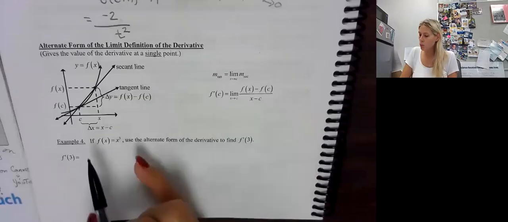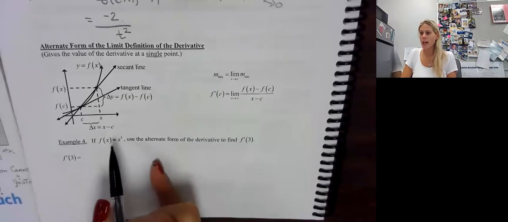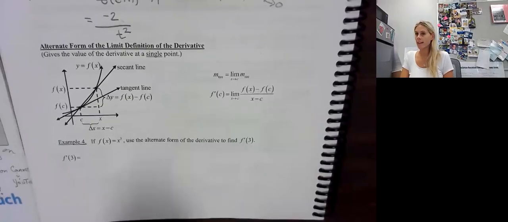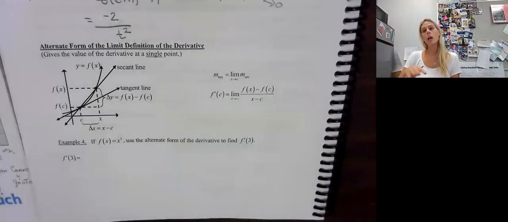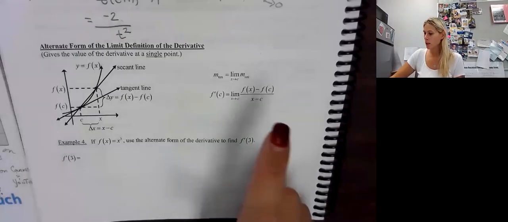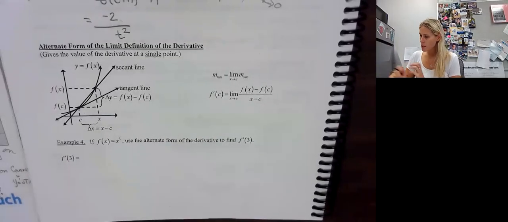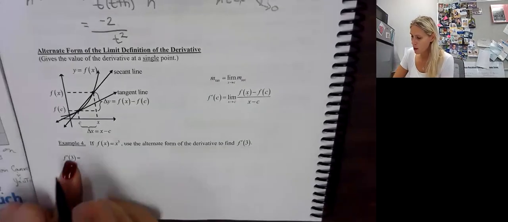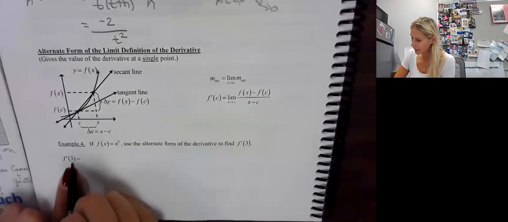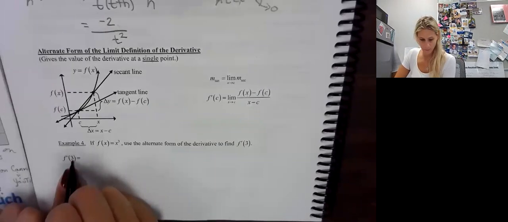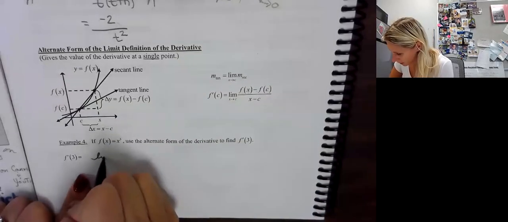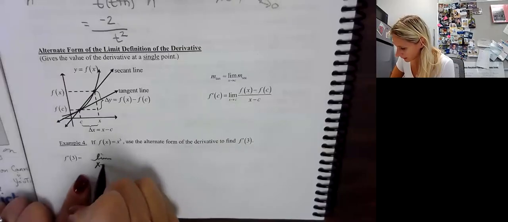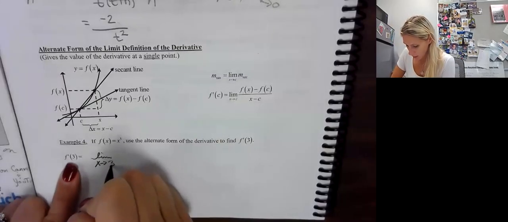Okay, now could we use the limit definition of f of x plus h minus f of x all over h? Yes, we could. We could do that, come up with an equation, and then plug in the 3. Or we can skip all that work and do the alternate form, okay? So let me put this in the correct form. So my c is going to be 3. All right? So right here we have a limit as x approaches c, which in this case is going to be 3.